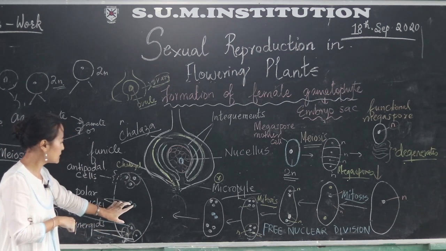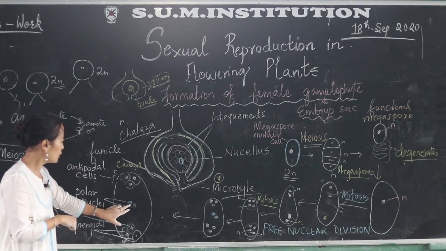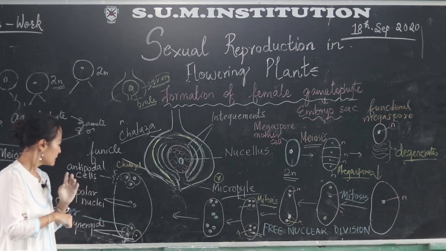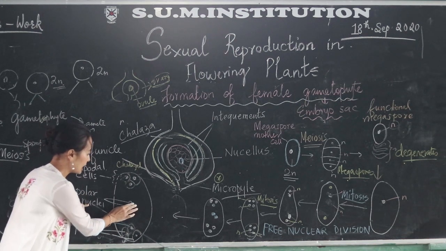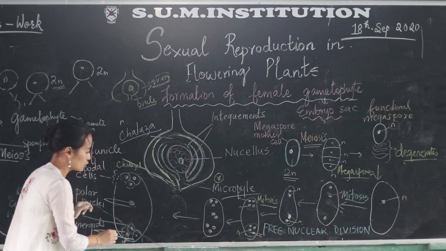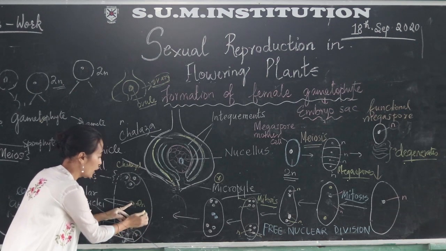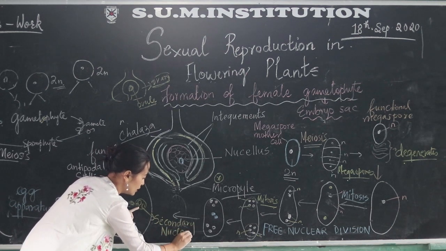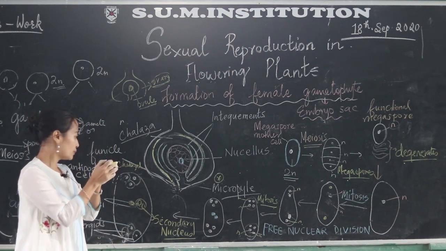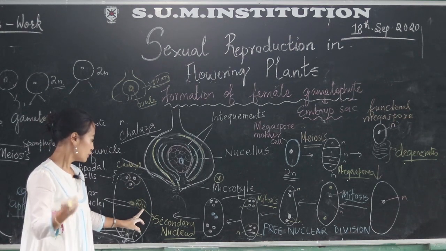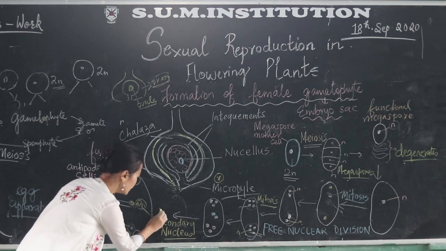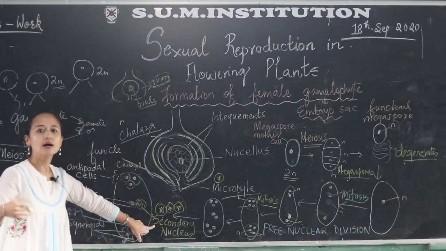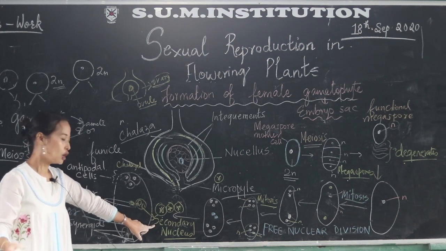Now what about the 2 nuclei that are present in the middle? These 2 nuclei we call the polar nuclei. Later on, these 2 polar nuclei can fuse together to form one. So N and N fuse together to form a diploid nucleus, which we call the secondary nucleus. The secondary nucleus is very important for fertilization, because the endosperm is produced from this secondary nucleus. It helps to form the endosperm, which is the nutritive tissue.